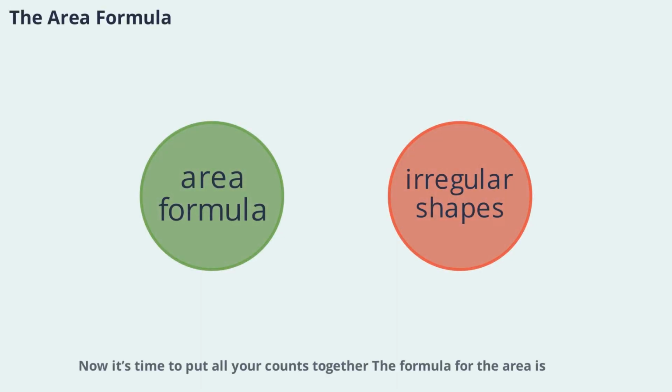Now it's time to put all your counts together. The formula for the area is: area equals M plus 3/4 N plus 1/2 P plus 1/4 Q. This means you add the number of whole squares, 3/4 of the more than half squares, half of the half squares, and a quarter of the less than half squares. This weighted approach gives you a close estimate of the true area.